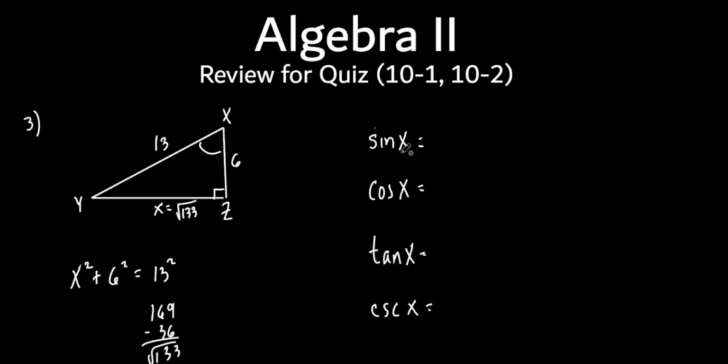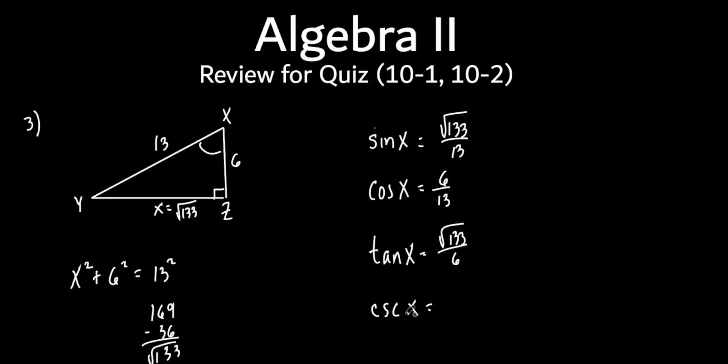Now, you got to know the sine, cosine, and tangent. You got to know opposite over hypotenuse, adjacent over hypotenuse, and all that stuff, okay? So what is the sine of this? It's the opposite over the hypotenuse. So it's the square root of 133 over the hypotenuse, which is 13. That's it. Don't have to do any math, really. Cosine of this angle is adjacent over hypotenuse. That's 6 over 13. The tangent is the opposite over the adjacent. So the opposite is square root of 133 over the adjacent, which is 6.